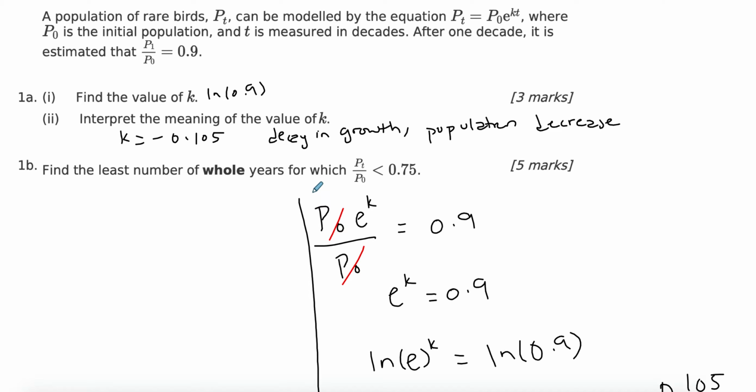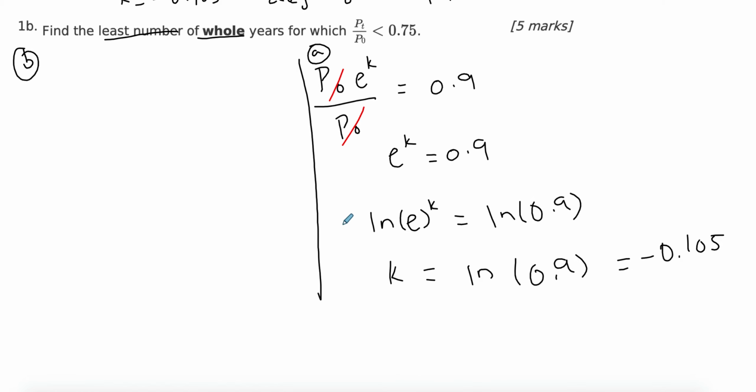Now for part B, find the least number of whole years for which P of t over P of 0 is less than 0.75. So we have P of 0 e to the power of ln 0.9 of t, divided by P of 0. We want this to be less than 0.75.